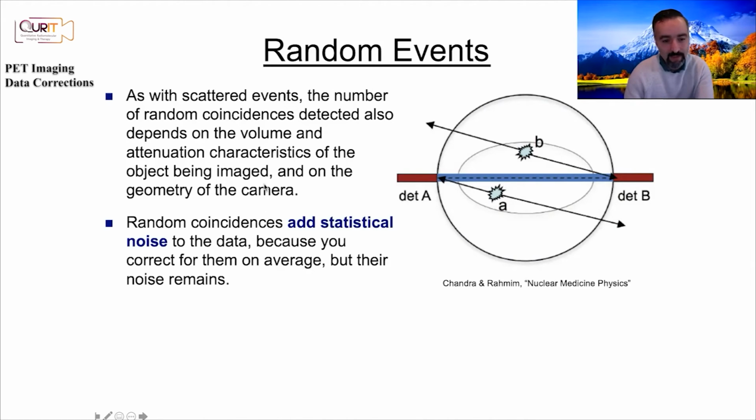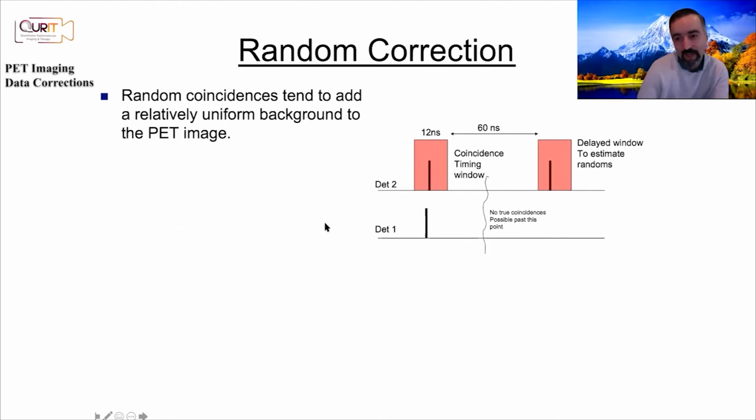So it really depends on things like that. And again, just like scatter, random coincidences add statistical noise to the data because you're getting these noisy events added to your signal. Even if you can estimate them on average and subtract them, their noisiness remains, even though on average you have corrected for them. So how do you correct for randoms?